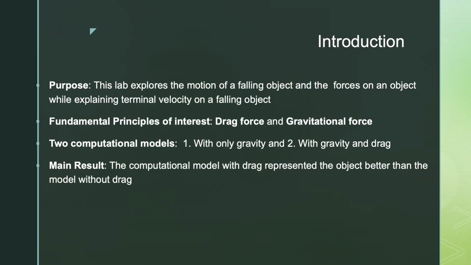So in today's lab, we explored the motion of a falling object and the forces on an object while explaining terminal velocity on a falling object. The two key fundamental principles of interest for today's lab were drag force and gravitational force. We used two computational models, one with only gravity and one with gravity and drag. The main result of our experiment was that the computational model with the drag represented the object better than the model without the drag.